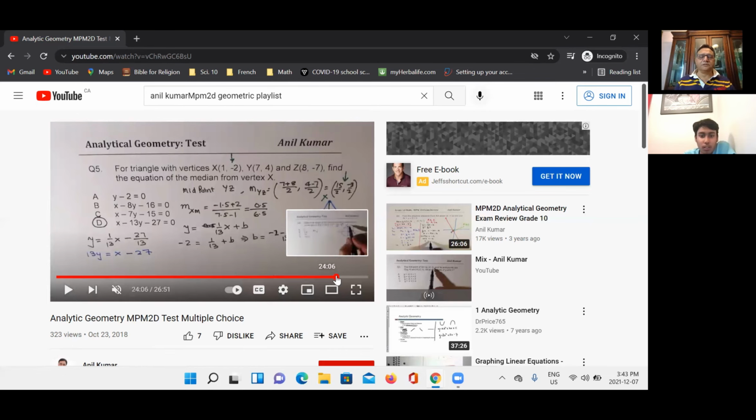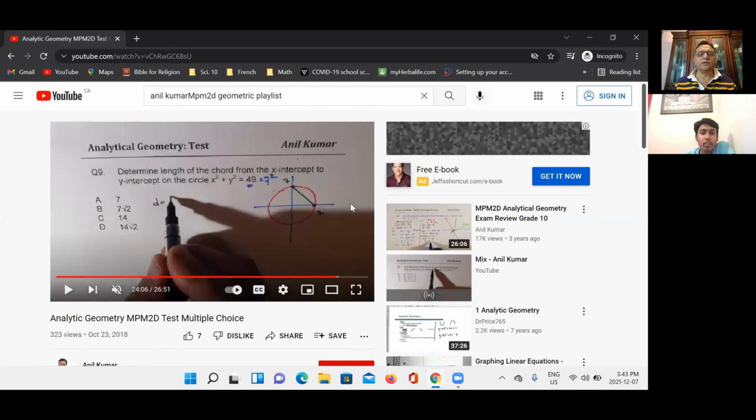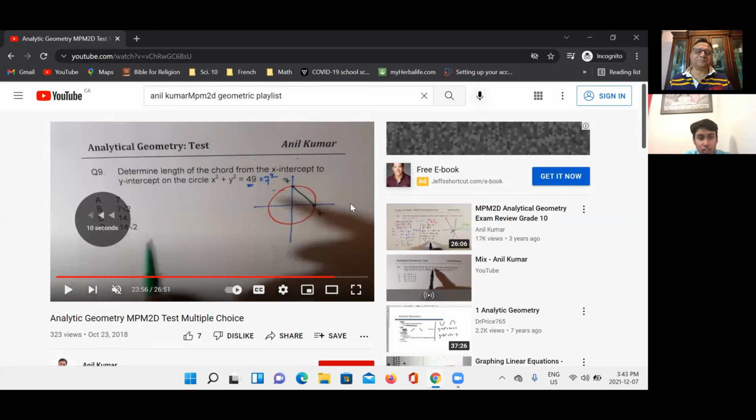We'll see more examples. So there are 9 circle questions which we are talking about. Can you read question number 9? Okay. Determine the length of a chord from the x-intercept to the y-intercept of the circle x squared plus y squared equals 49.